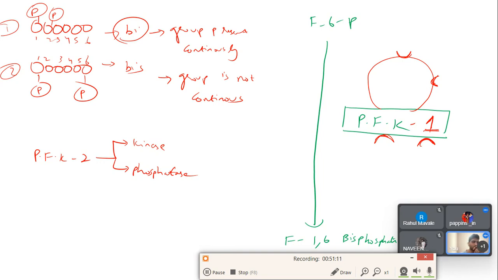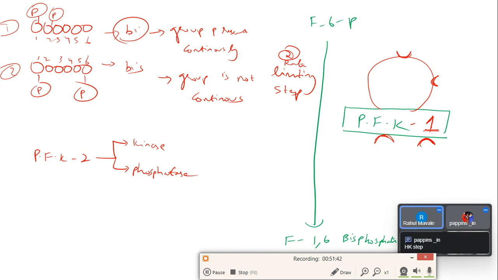But how is this regulated? This is the second rate limiting step. Remember this as well. This determines how fast glycolysis is going, the rate basically. So what was the first rate limiting step? Glucose to glucose 6 phosphate. Yes, glucose to glucose 6 phosphate. So this is the second rate limiting step.